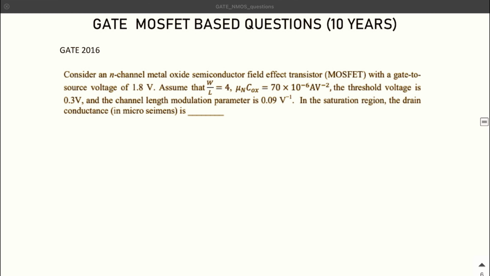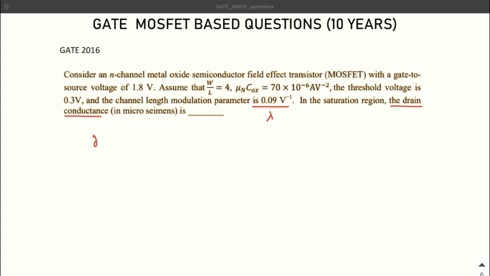Consider an N-channel metal oxide semiconductor field effect transistor with a gate to source voltage of 1.8 volt. Assume that W by L is 4, mu n Cox is 70 into 10 power minus 6, the threshold voltage is 0.3 and the channel length parameter, which is actually lambda, is 0.09. In the saturation region, the drain conductance. So friends, they are asking you the drain conductance.